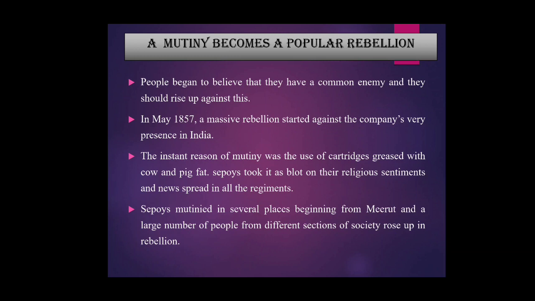In May 1857, a massive rebellion started against the Company's very presence in India. The immediate cause, the instant reason of the mutiny, was the use of cartridges greased with cow and pig fat.